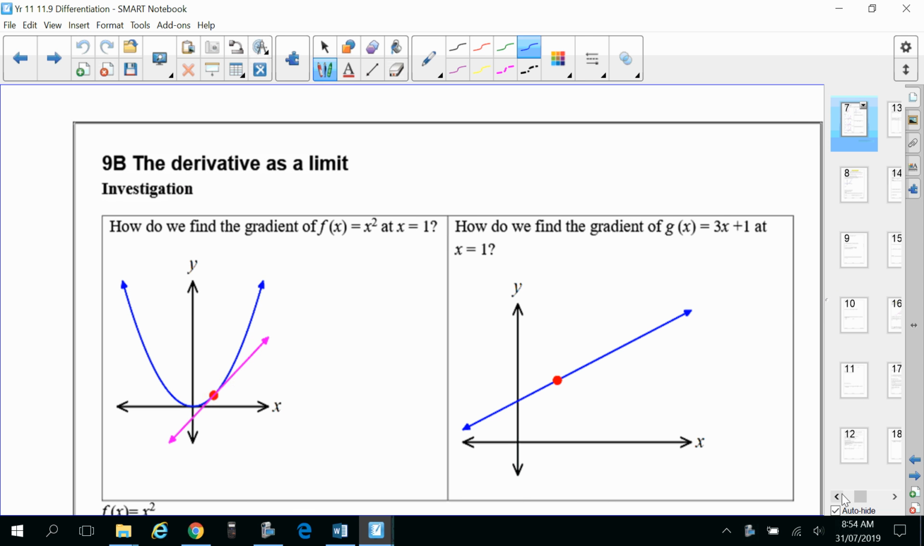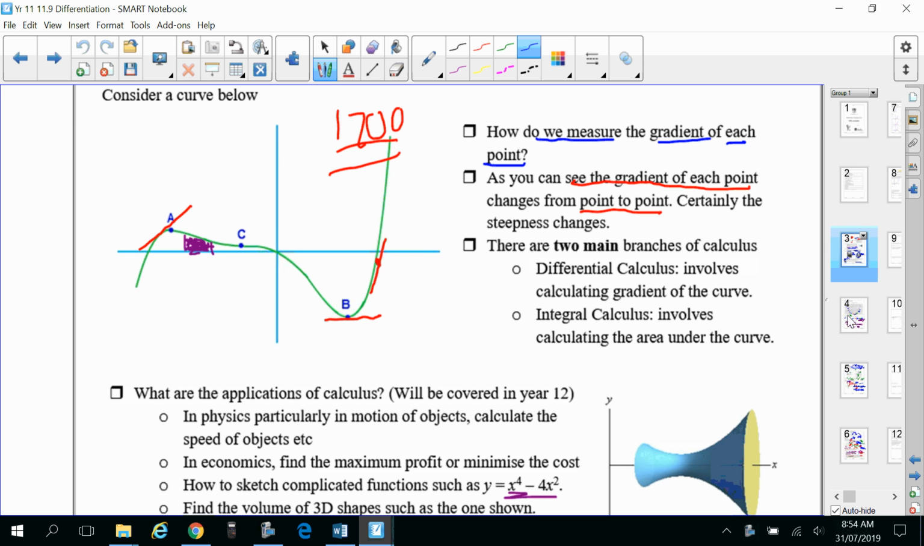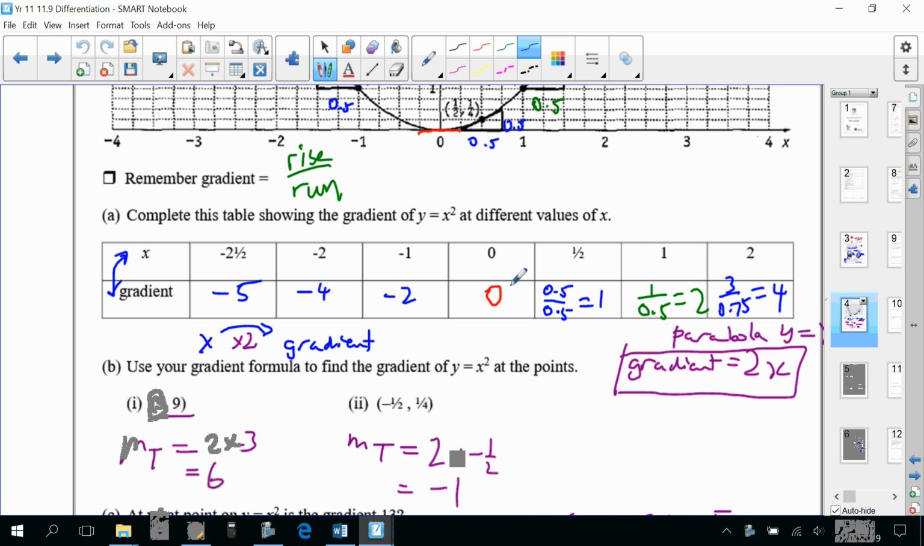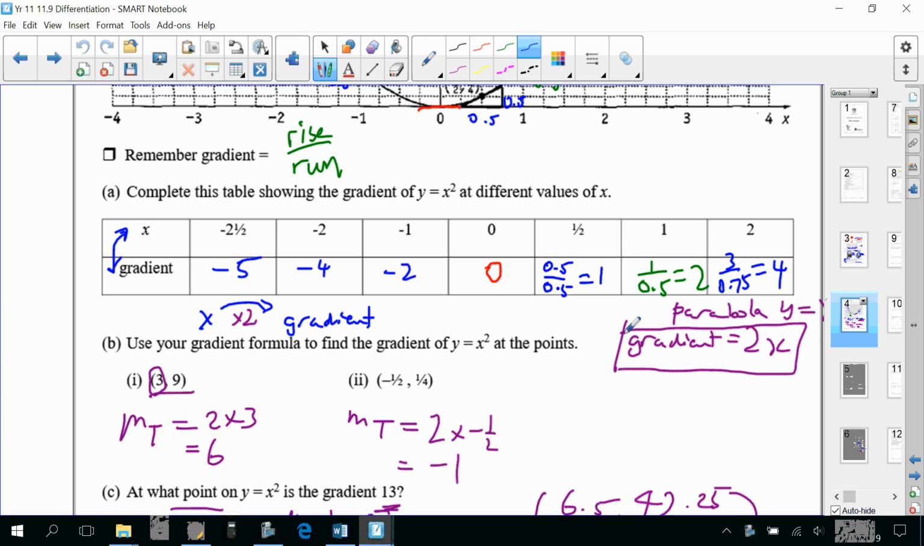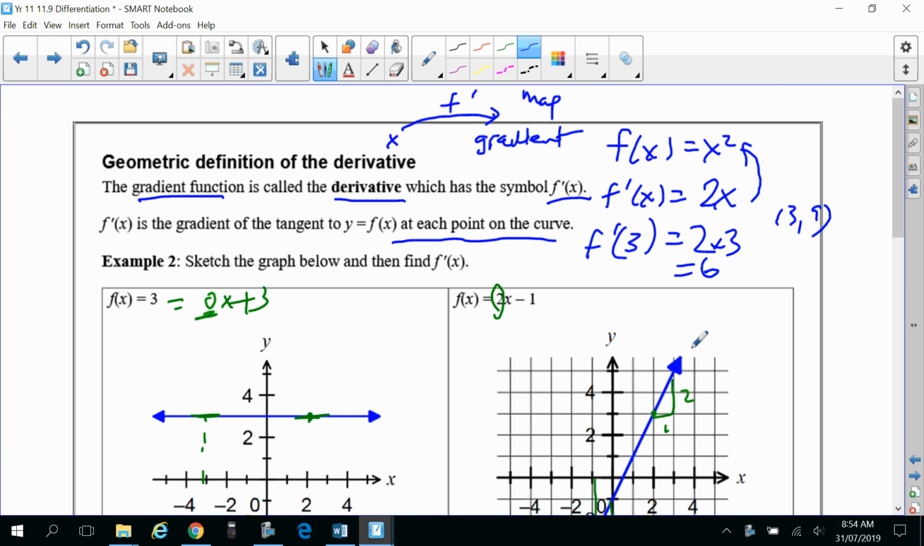Derivatives. So what are derivatives? Let's do a quick review. So we did some history. That's in the past. We did some investigation, found out the gradient function, the derivative of the parabola x squared is 2x, right? Double the x value. But that's just exclusive to y equals x squared. If I change anything else, the gradient formula will change or may change.